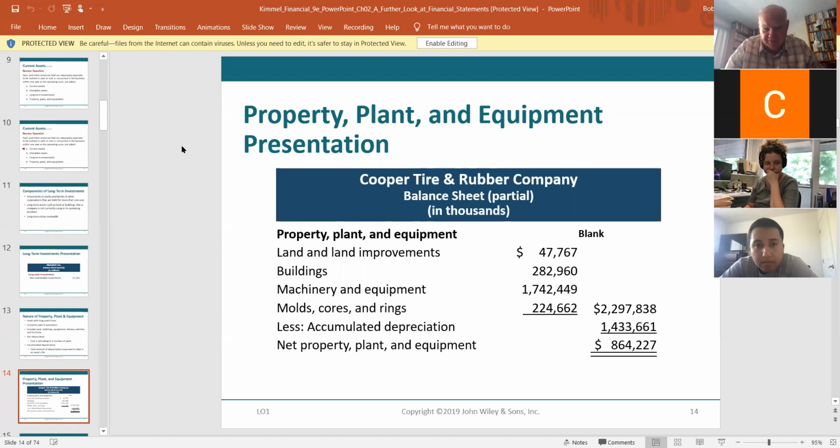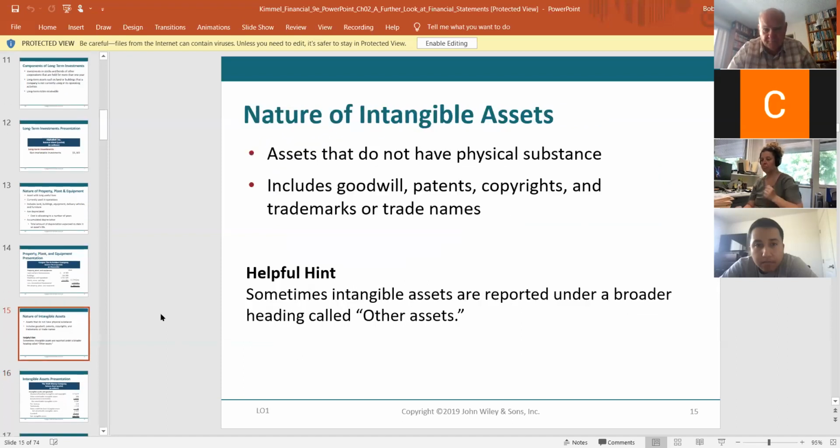As long as the asset is doing what it's intended to do, it remains at that original cost. They've depreciated more than half of these assets. So the net book value, net property, plant, equipment, also called net book value, equals 864,227. Let's have a little fun with intangible assets.